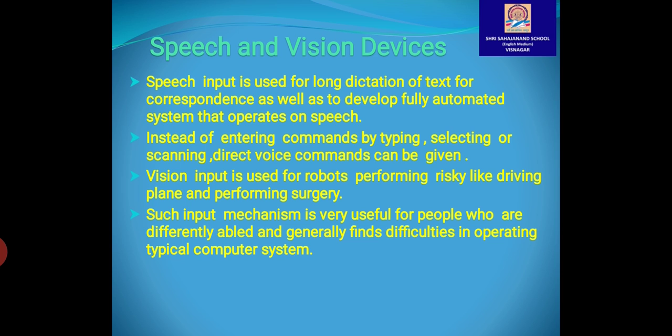Now, vision input is used for robots performing risky tasks like flying a plane and performing surgery. Such an input mechanism is very useful for people who are differently abled and generally find difficulties in operating typical computer systems. A camera is also used as an input device, like in a laptop for automatic authentication of the user through facial recognition.